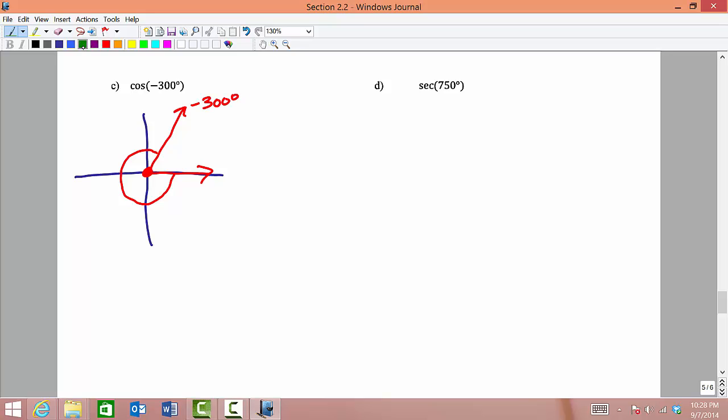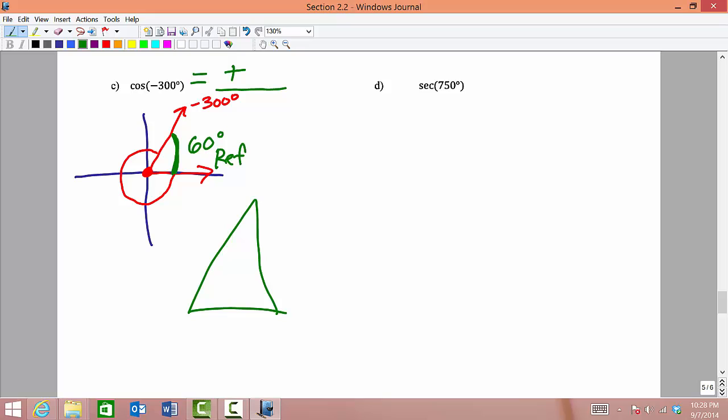And we want to know the positive distance between the nearest x-axis and the terminal side. I think we should be able to tell that would be 60 degrees. 60 degrees then is my reference angle. And we're looking for cosine of negative 300. So cosine, we're going to get that value from our 60 degree reference angle, but cosine is positive in quadrant 1.